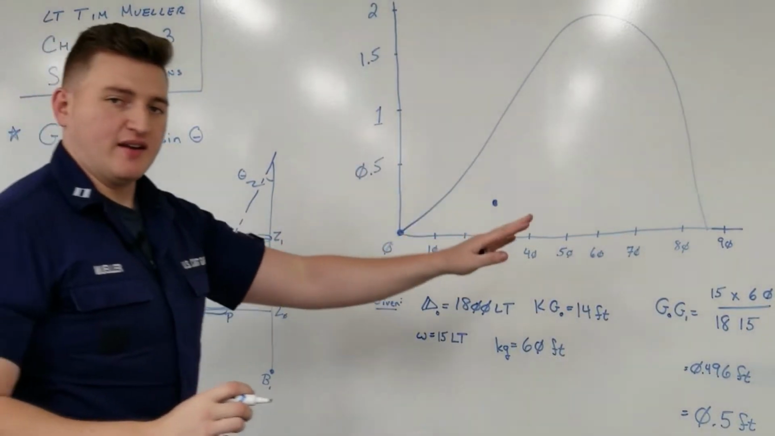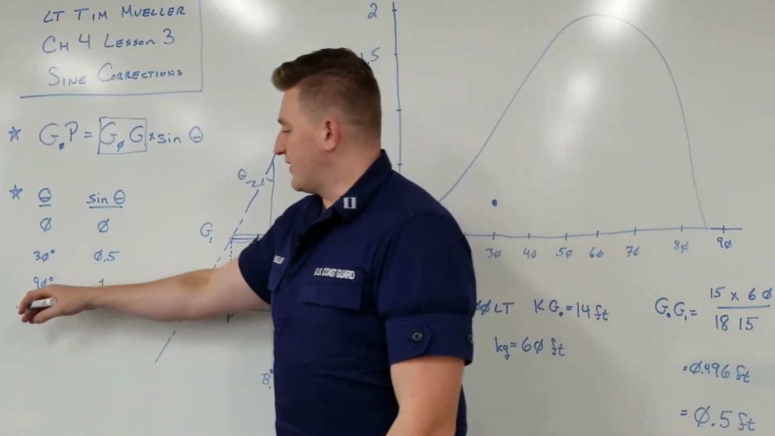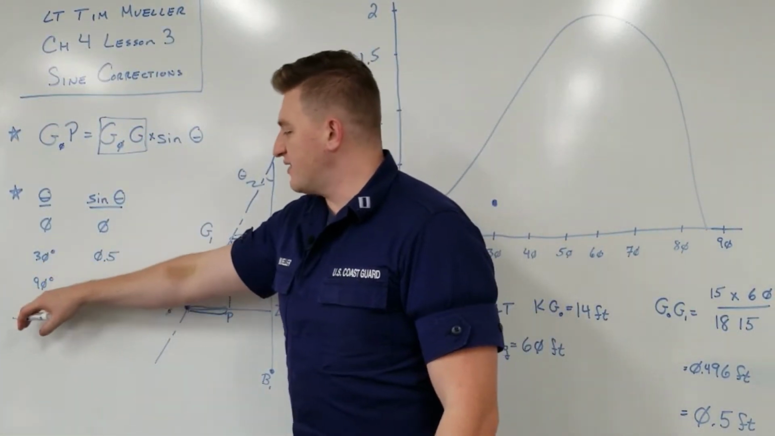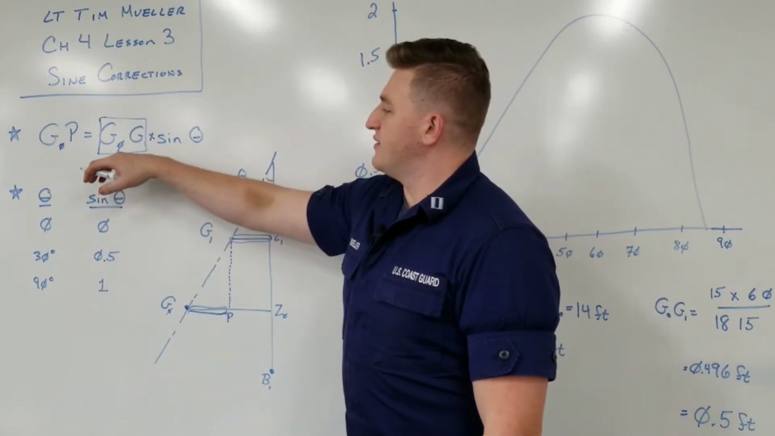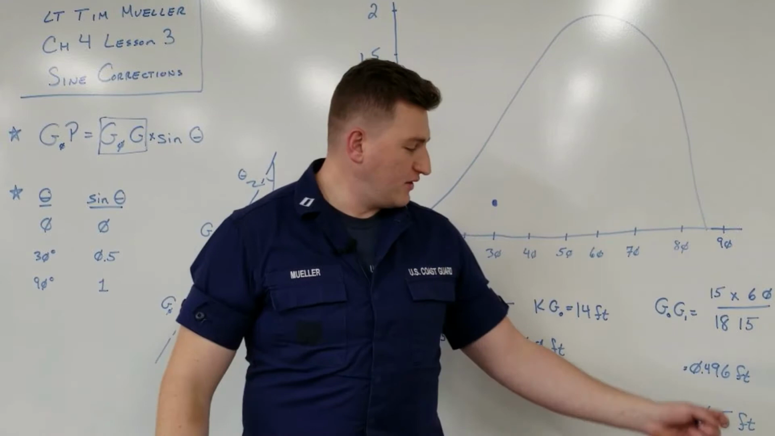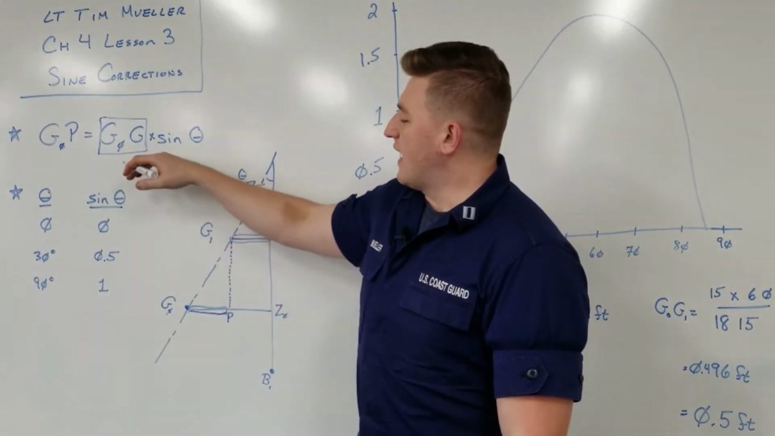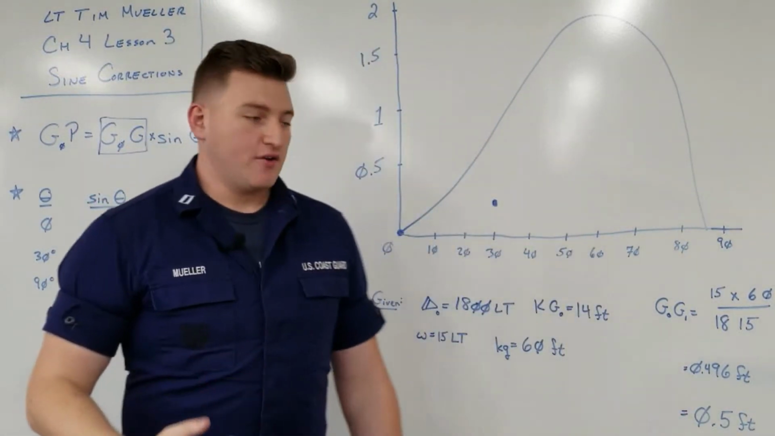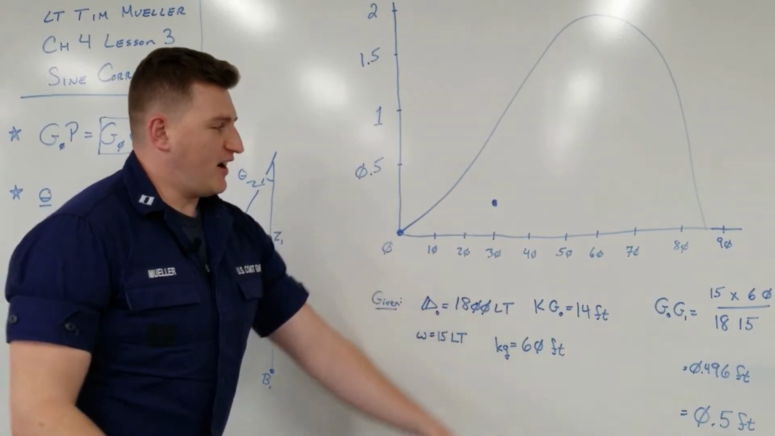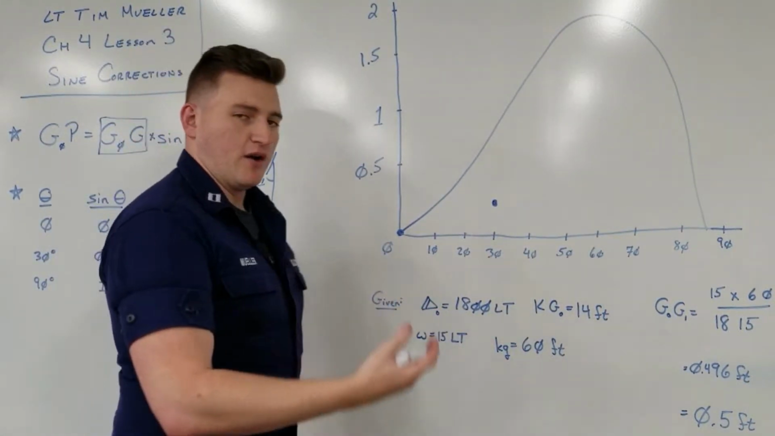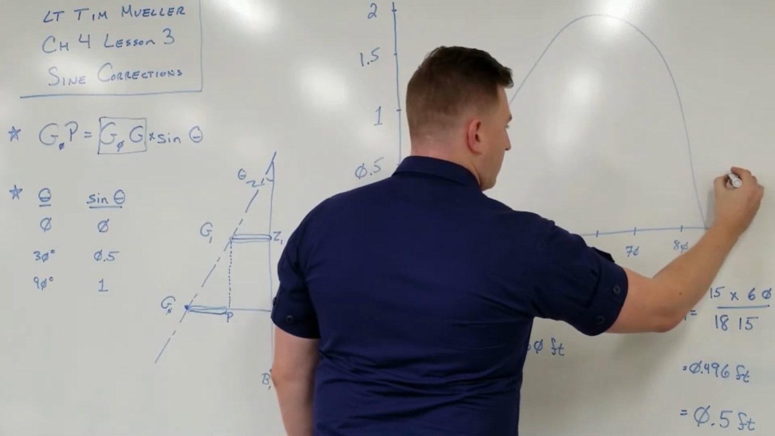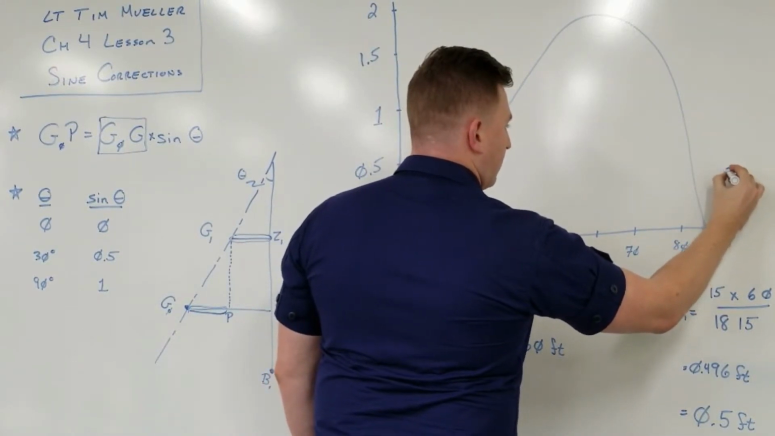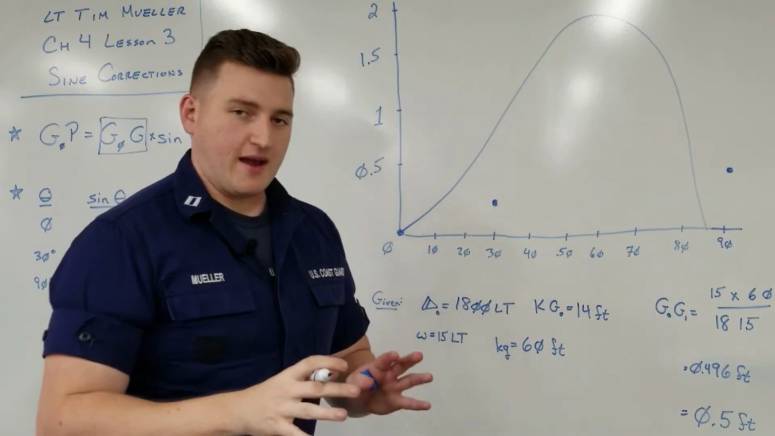Next, I go to 90, because that's the next thing in my table here. At 90 degrees, sine of theta equals 1. So now I'm taking 0.5, which is what I calculated here, times 1. I know that my GG1 is 0.5, so I just take 0.5 times 1, which is 0.5, and I make that point at 90. So it's going to look like it's going to be right around here. Awesome, I got my 3 points.